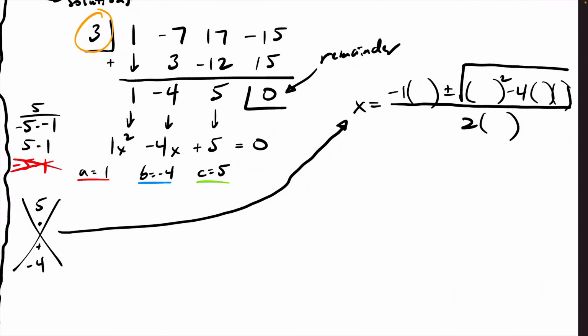A, B, C all have places to go. So A is 1, so we go 1 here and 1 here. B is negative 4. Negative 4 goes here and there. C is 5, only goes one spot.